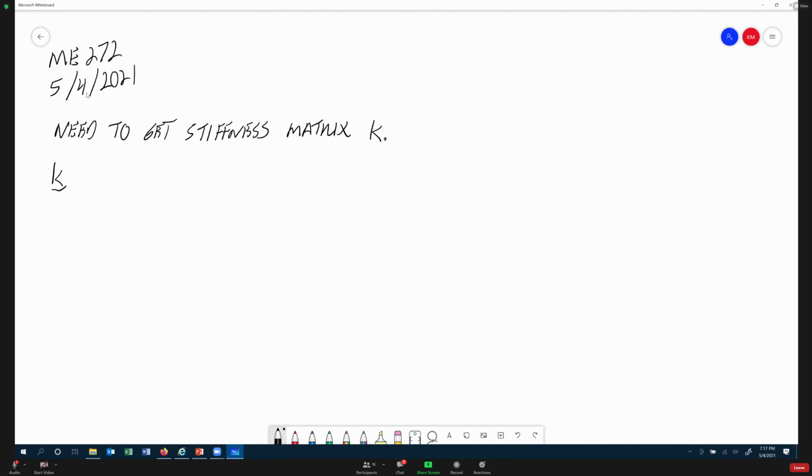I'm kidding. So we have this stiffness matrix, alpha, beta to the m. So we're at the element level. Stiffness is equal to the integral.